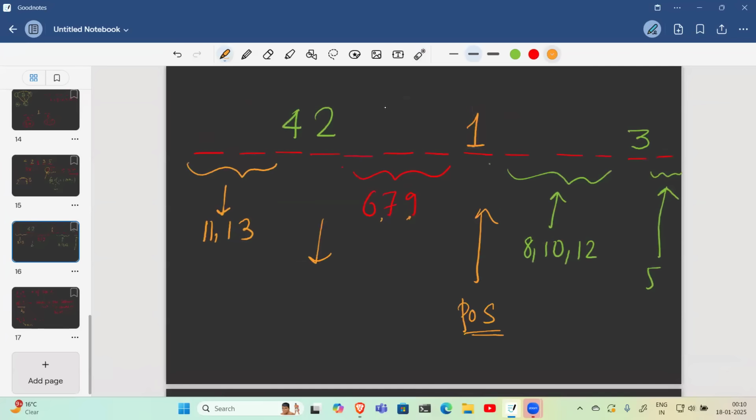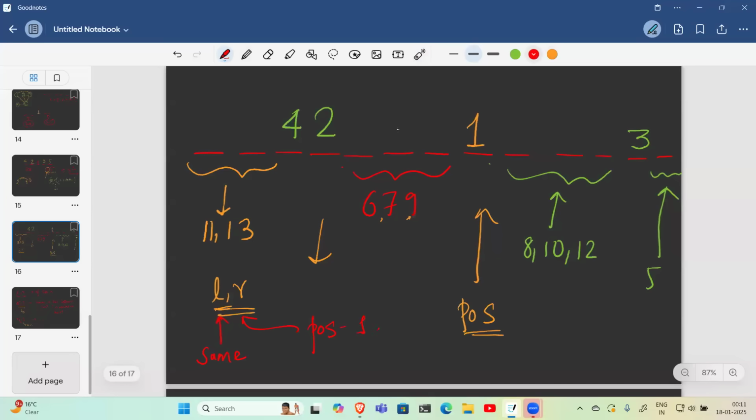So what do you think? What changes do you need to make at the L and R values of the left bunch of elements? Suppose there were some left bunch of elements which I initially wrote here, like 11, 13, 4, 2, 6, 7, 9, right? What changes should you make in the L and R values of all these elements in order to ensure that this works fine? Any idea? On the left side of 1, what should you do? Correct. L is the same and R becomes pos minus 1. So L remains the same, R becomes pos minus 1.